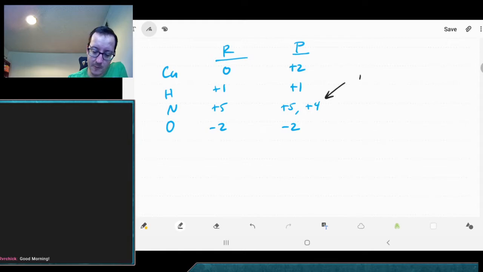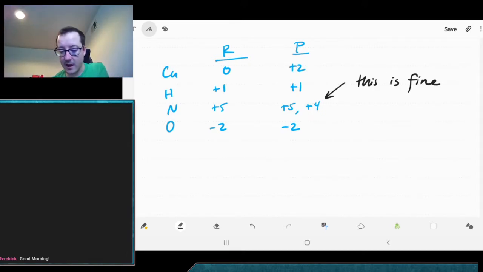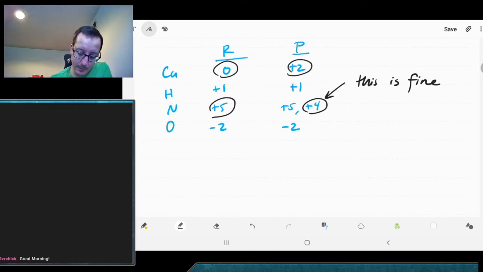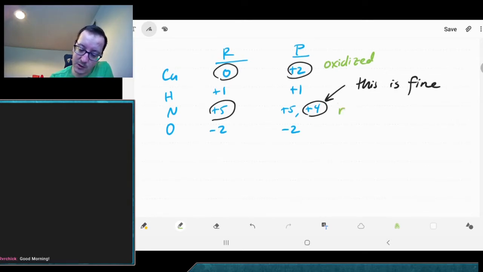So notice, in this reaction, we have nitrogen with two different oxidation states because they're in different compounds in the reaction, which is okay. However, we can see that we do have a change from +5 to +4 and from 0 to +2. We see that the copper is being oxidized, it's losing electrons, and the nitrogen will be gaining them, so the nitrogen is reduced. And so, because the copper is oxidized, remember that makes it the reducing agent.